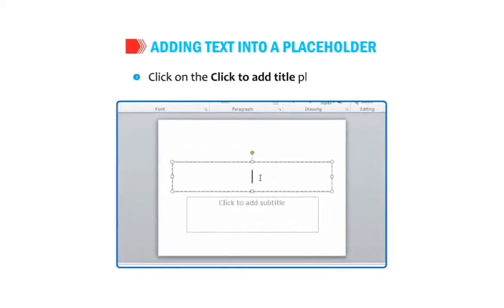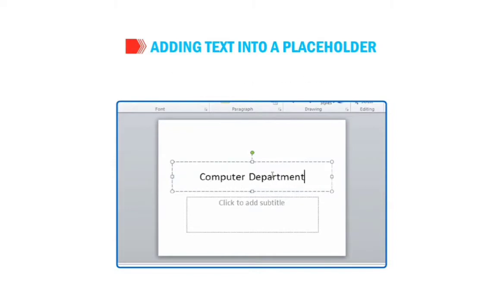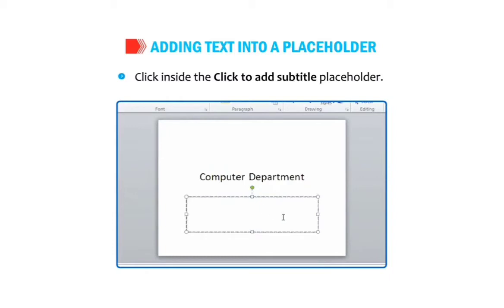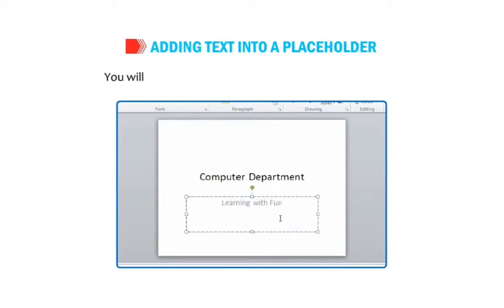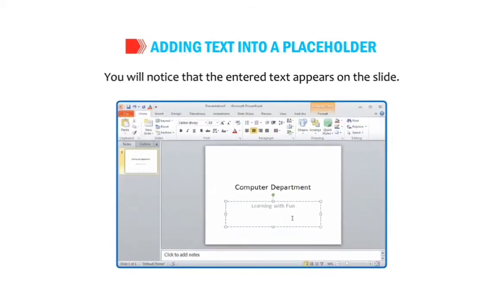Click to add title placeholder. The cursor appears in the text box. Type anything. I am typing here computer department. Click inside the click to add subtitle placeholder. Type anything. I am typing here learning with fun. You will notice that the entered text appears on the slide.